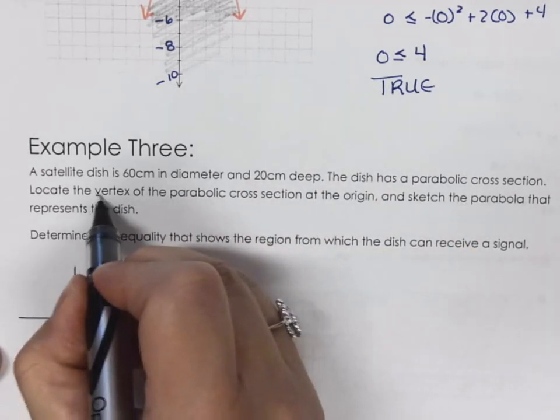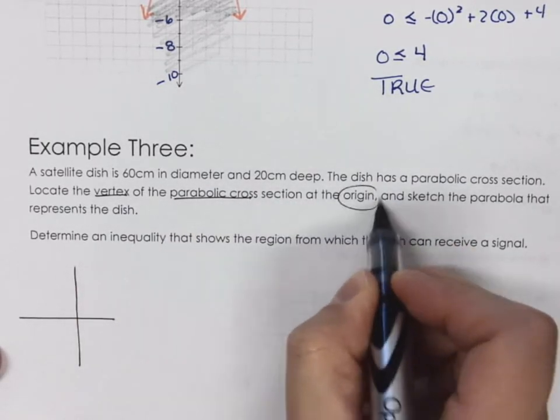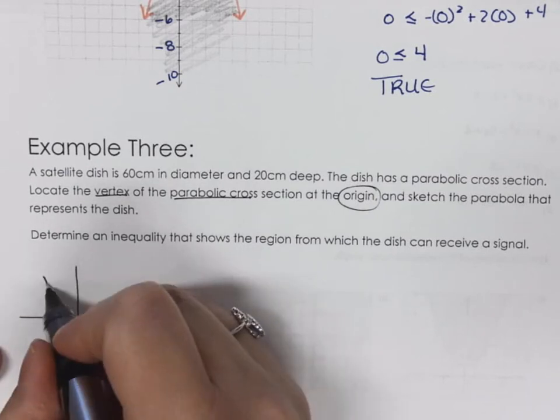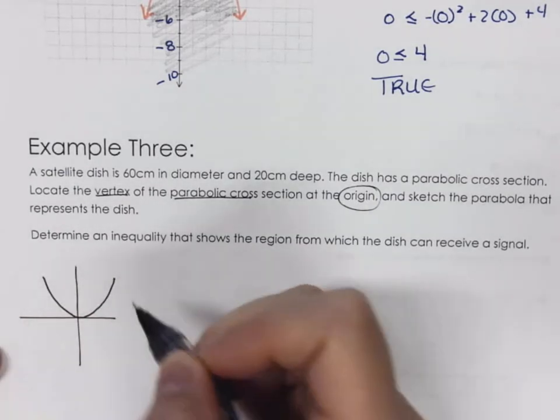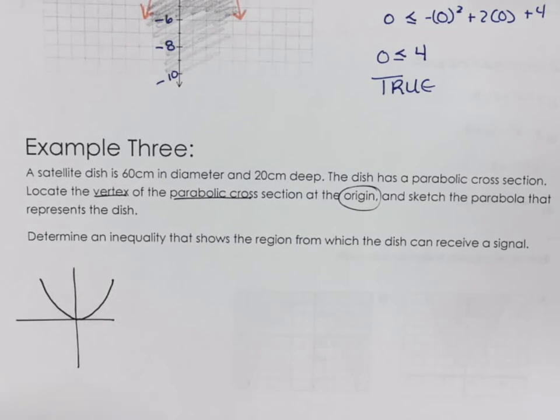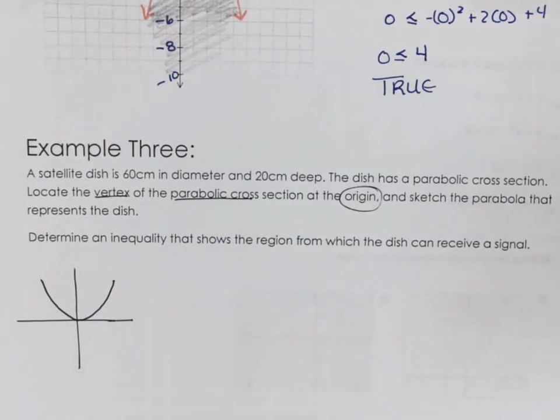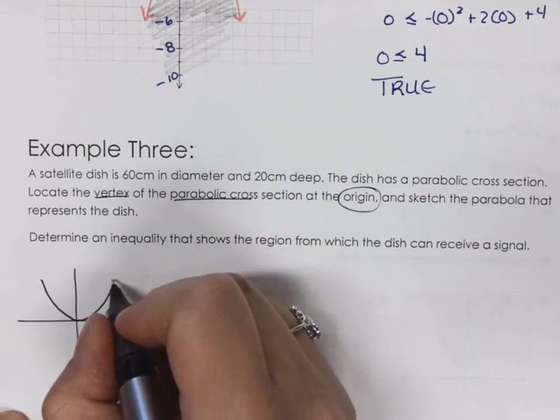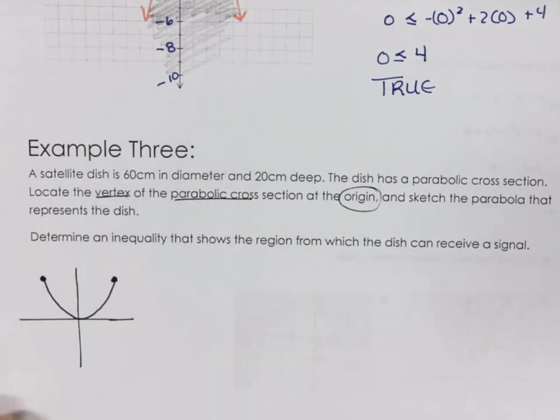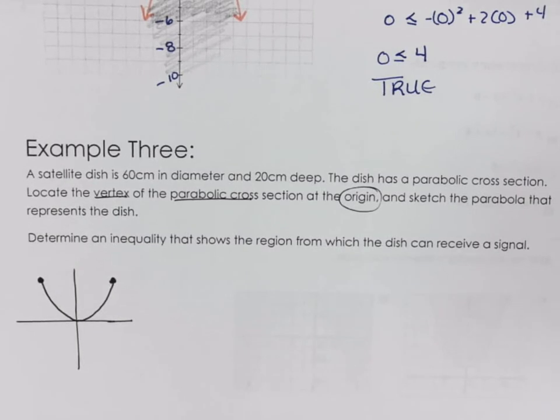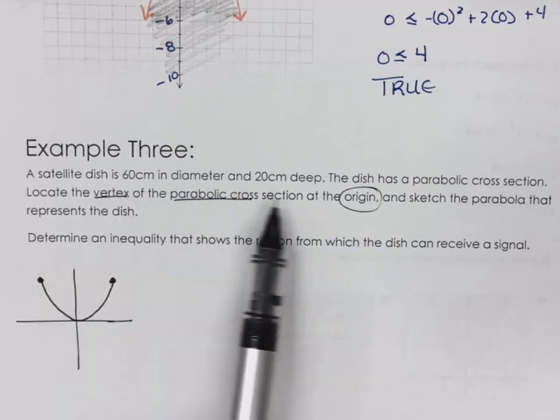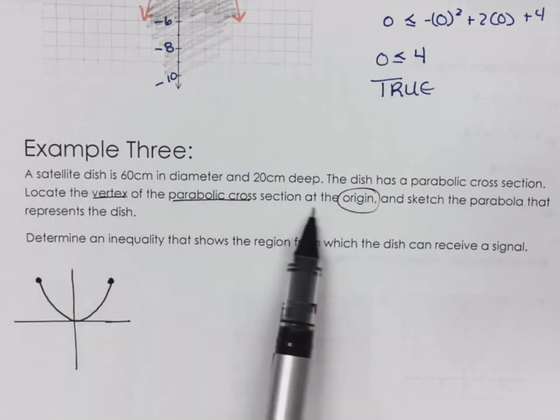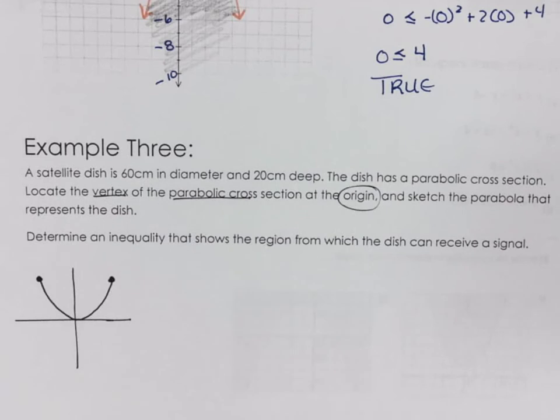Okay, it says take the vertex of the parabolic cross section at the origin. So I know my dish is going to look like that. Does my dish continue on forever? Should I be using arrows? No, my dish is finite. It's going to stop there. Can we do it the other way around? No, this one was very specific. It said locate the vertex at the origin. If I didn't give you that line, then you could do it with an endpoint.